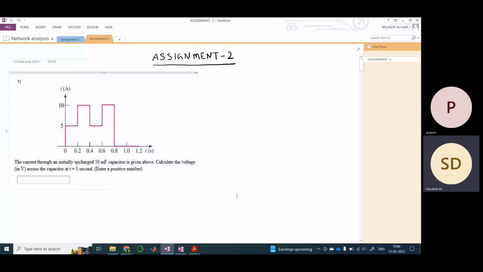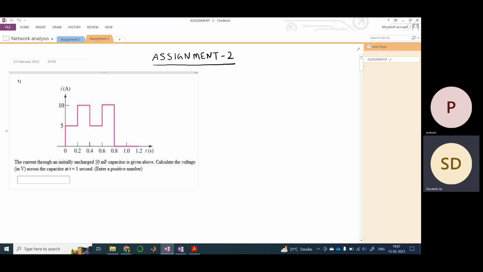Calculate the voltage across the capacitor at t equals 1 second. Basically, to solve this we need to know how the capacitor voltage is related to current, and only then would we be able to proceed further. And this statement is very important: the current when the initially uncharged capacitor is given above.